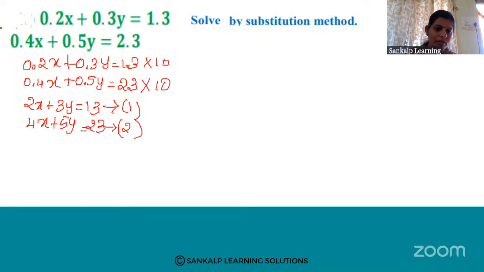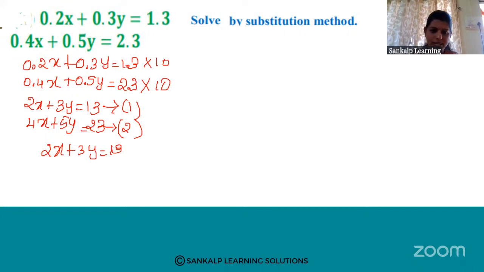For that, from equation number 1, 2x plus 3y is equal to 13 is there, right? I will transfer this 3y to this side. So 2x is equal to 13 minus 3y. Now, transfer this 2 to this side. x is equal to 13 minus 3y divided by 2. That means this is equation number 3.